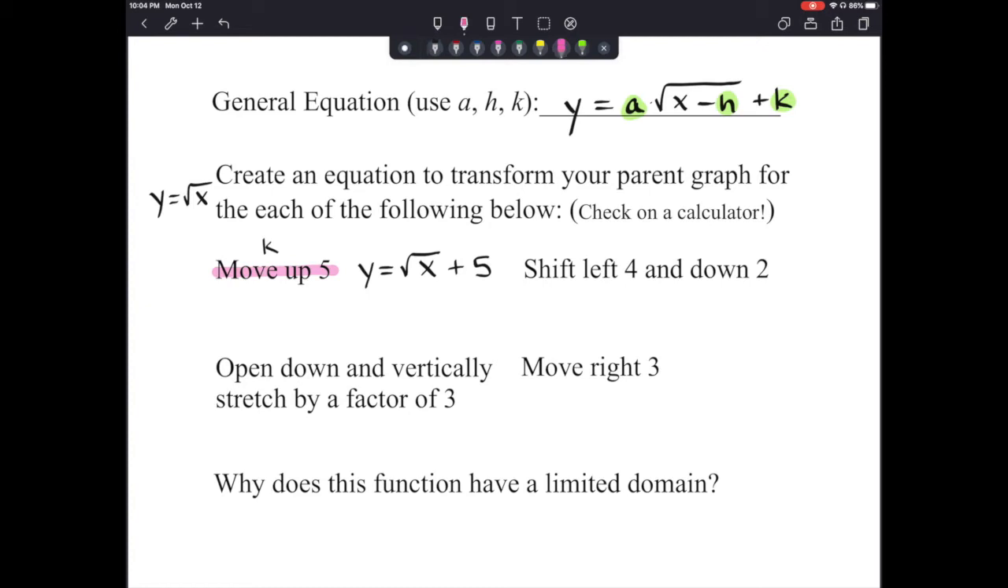The next one is asking us to shift it left 4 and down 2. So I'm going to have y is equal to, now it didn't say anything about a vertical stretch or flipping it. So our a value we would consider to be just 1. And then we're going to say the square root of x. And remember, if I want to shift it left 4, what we'll see inside of here is plus 4. And then outside we'll say minus 2. And that gets us our function.